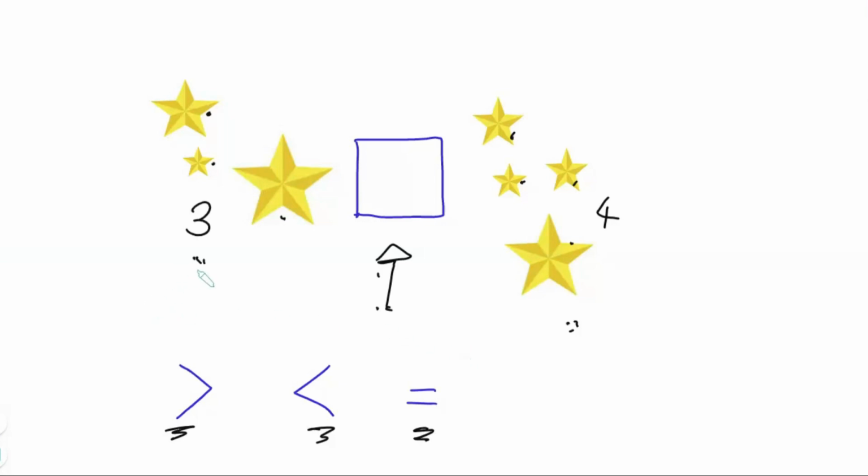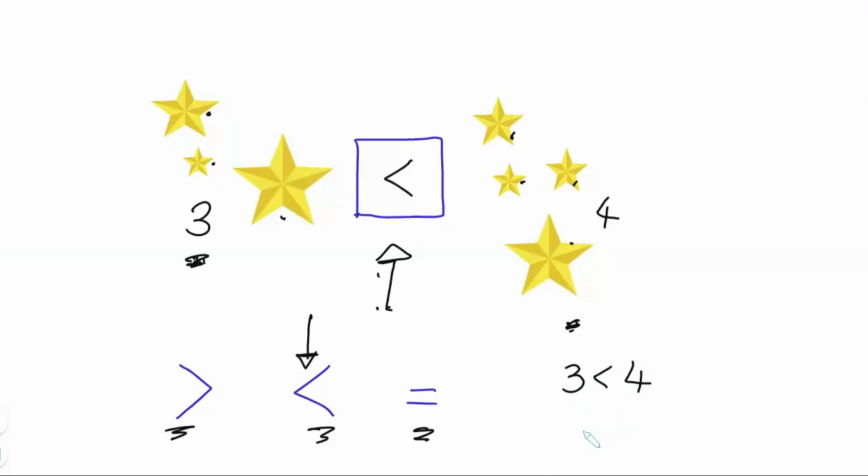We know that 3 items is less than 4 because 3 is a smaller number. So we know that it's got to be this one here. 3 is less than 4. Let's write out our number sentence. 3 is less than 4.